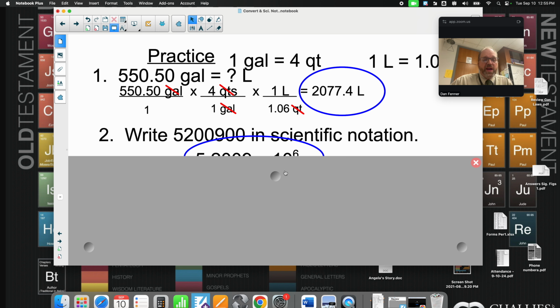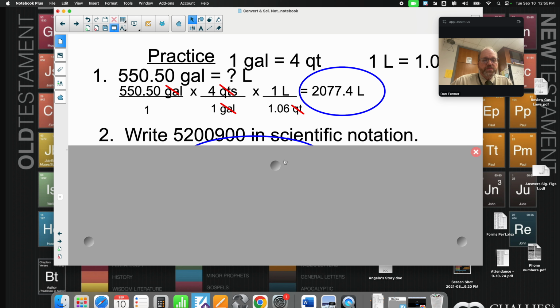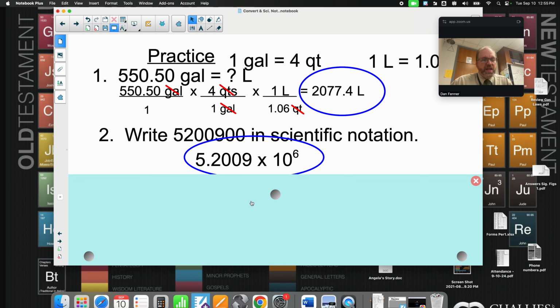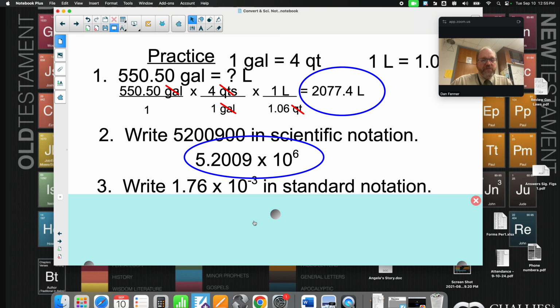That's correct. All right, now for this one, our base number has to be 5.2009. Remember, can't be 10, has to at least be 1. And we're moving it from this place to this place. It's going to be positive: 1, 2, 3, 4, 5, 6, times 10 to the 6th. There we go.